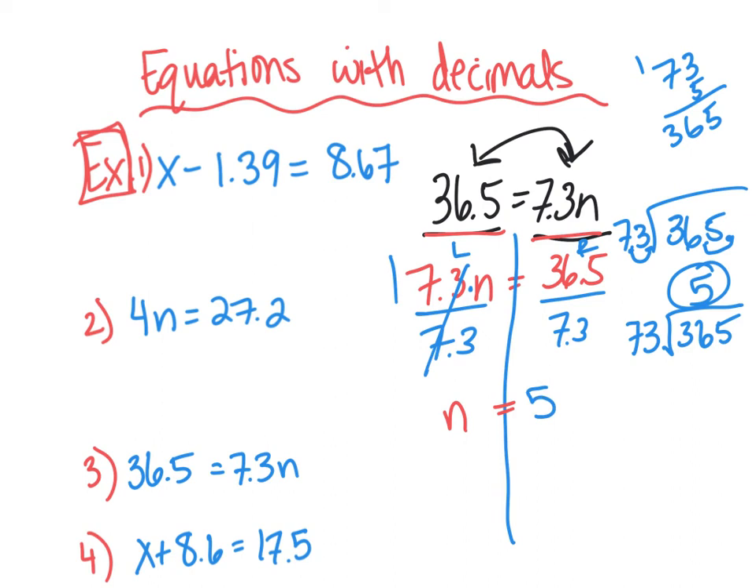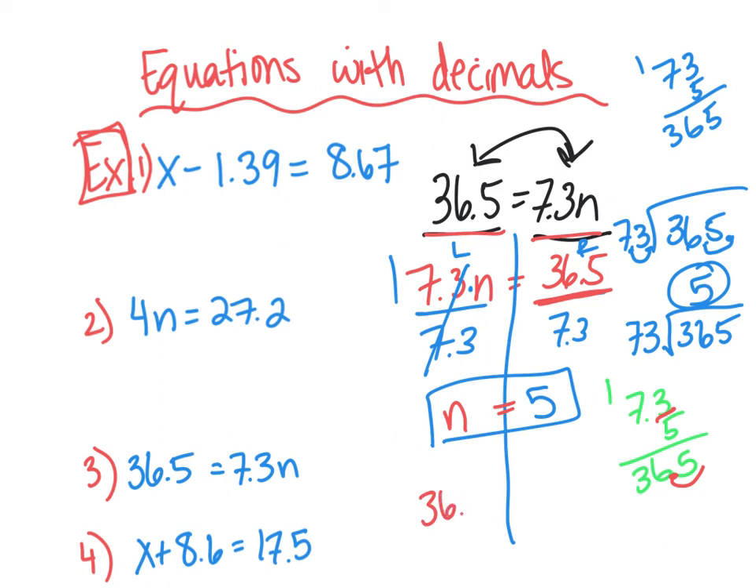Okay, again, I want to check my answer by putting in where I see n. I want to put in 5. So I have 7.3 times 5. Again, I'm going to pretend this is 73 times 5. 3 times 5 is 15. And we have 7 times 5 is 35 plus 1 is 36. And then I have that 1 decimal place. So I'm going to add in a 1 decimal place here. And I want to make sure that I have 36.5 is equal to 36.5. Which means I have correctly found n.